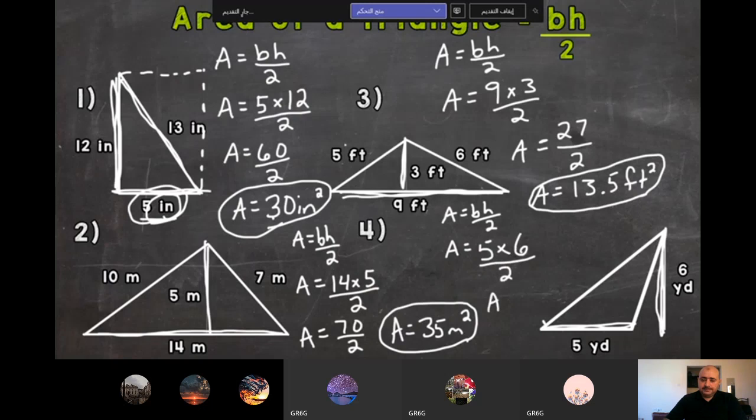So we get area equals 30 divided by 2, and area equals 15 square yards.